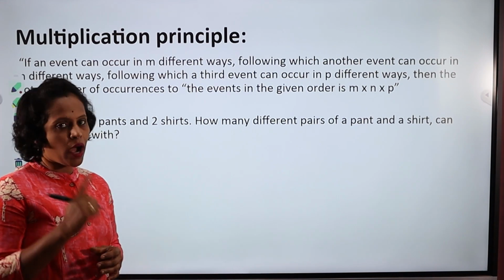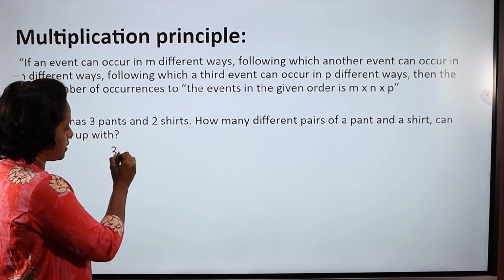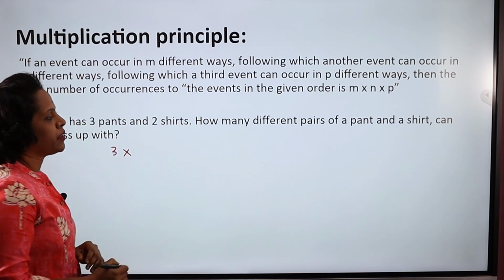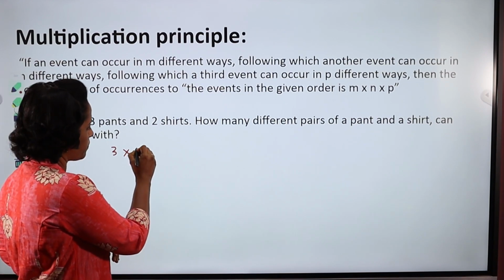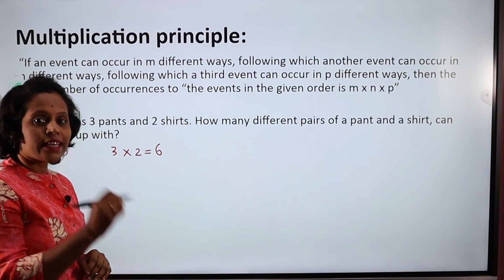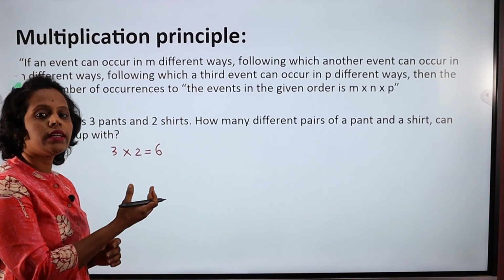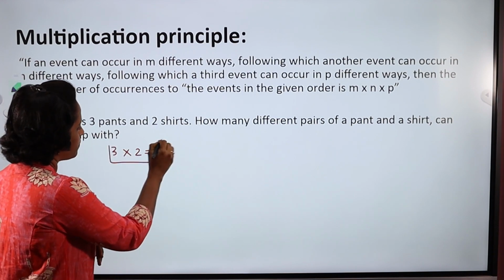Mohan has to select 1 pant from the given 3 pants. That can be done in 3 ways, multiplied by, he can select 1 shirt from the given 2 shirts in 2 ways. So the total will be 6. So in 6 ways, he can dress up choosing a different pant and a shirt, right? So this will be your answer.